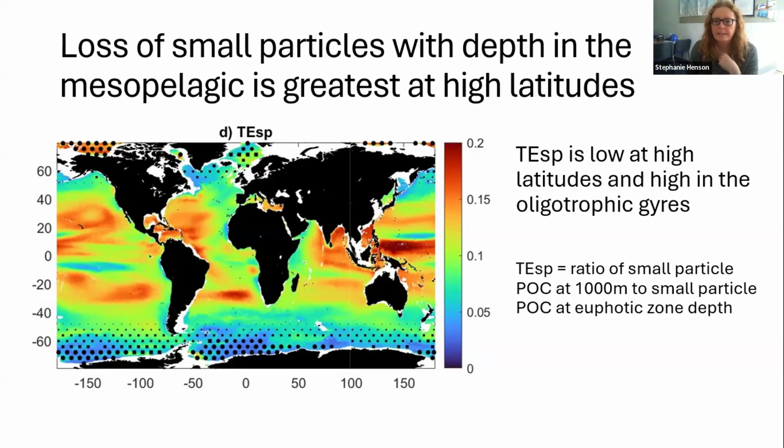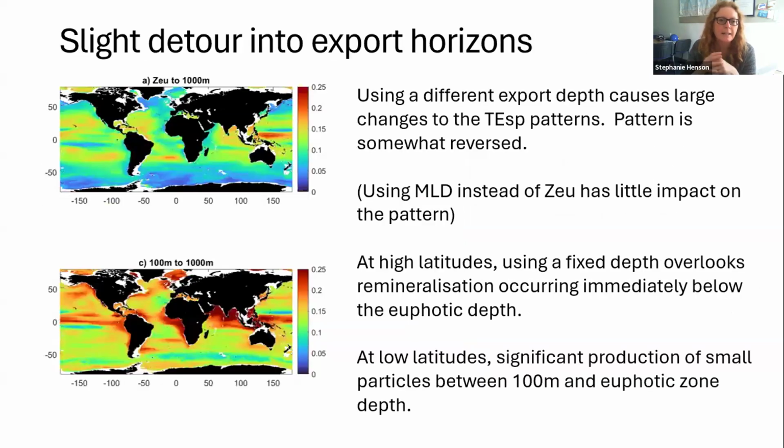Before we do that, I'm just going to take a slight detour into export horizons, so that the depth at which we calculate or we assume that export is happening. And I'm taking a detour because it's something that comes up quite frequently in the literature, what export horizon to use. So on the left, I've just plotted up what you've already seen, basically, which is the photic zone to 1,000 meters depth. And on the bottom, if I take 100 meters depth instead as the export horizon and do the same ratio, you see the difference in the bottom plot.